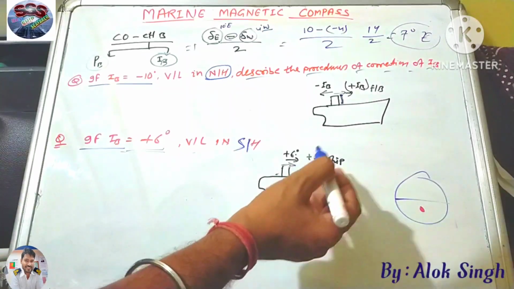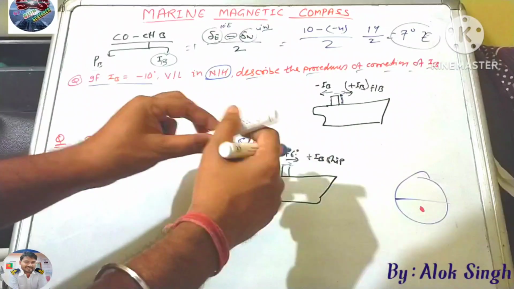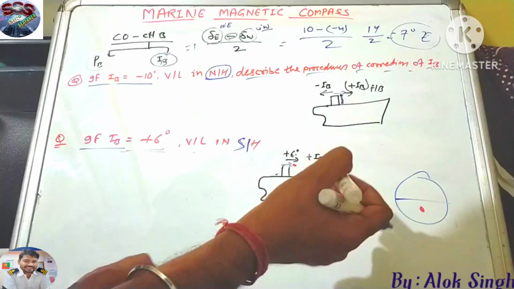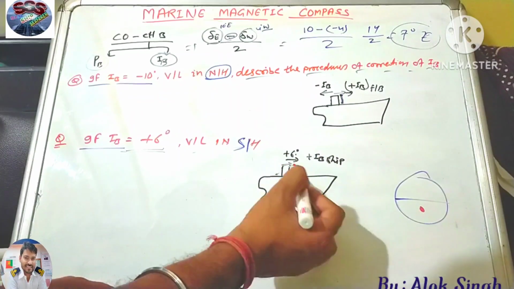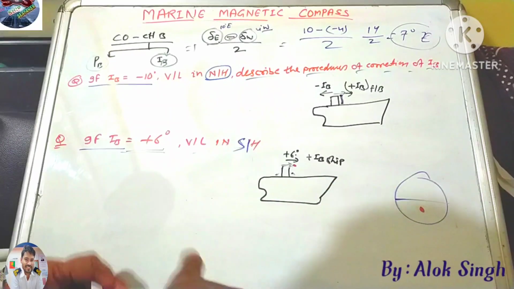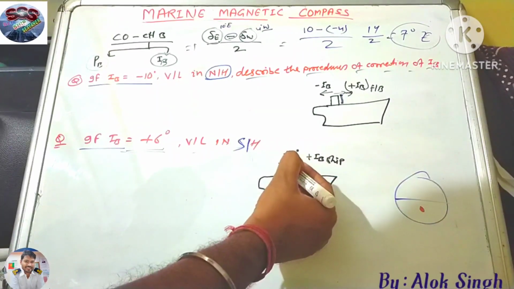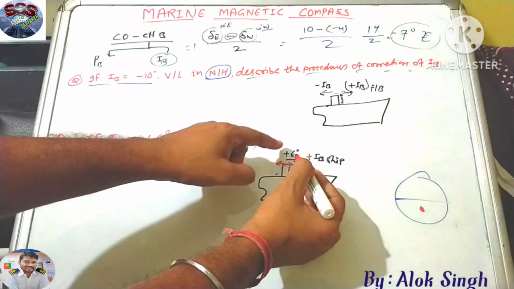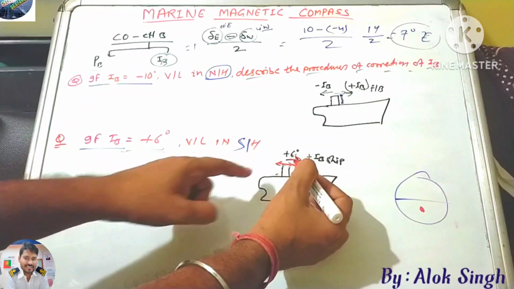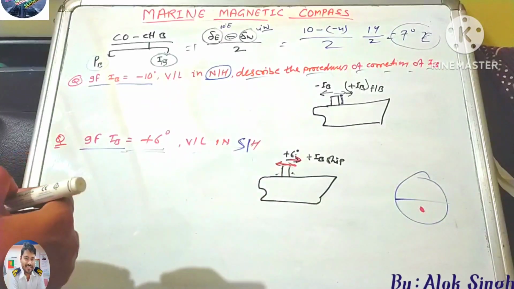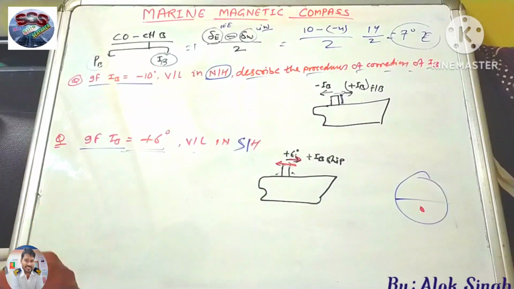That's why we will put something on the forward. We will put something on the forward which will create a red end on the top and a blue end on the bottom. So this red end will try to pull the needle aft, because it is initially plus 6, means that it is in the forward. So this one will cancel out and correct this error.